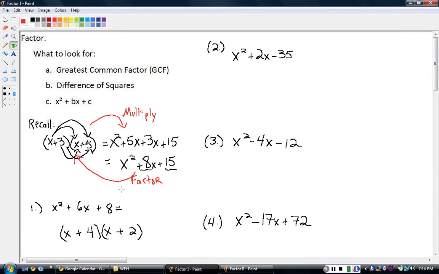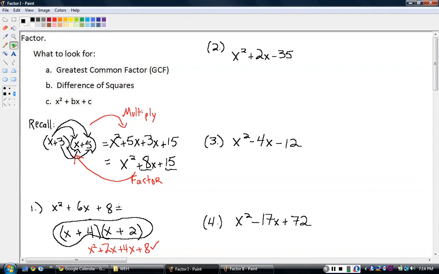Remember, this is my answer right here: x plus 4 times x plus 2. But let's do the check real quick. FOIL it out. x times x is x squared. x times 2 is 2x. 4 times x is 4x. And then 4 times 2 is 8. That's what we did previously. And I can see if I add 2x and 4x, I'm going to get 6x, so I know that I've done it right. So I can do the check on every one of these. If you want to check your factoring, just multiply. And I know that this is the correct answer, so I'm going to circle that just to make sure you know that's the answer right there.